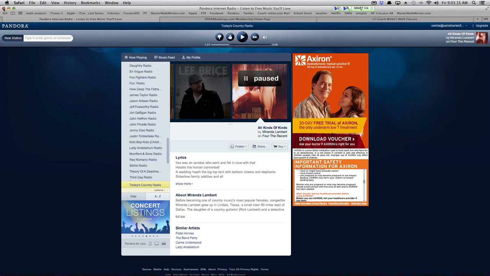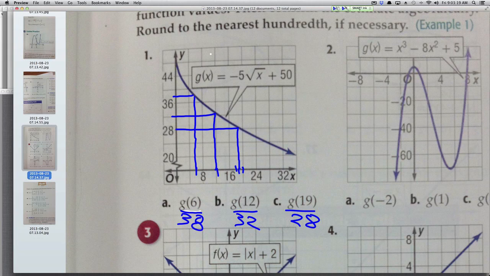So those were the answers? Those are my answers. Oh, so you didn't have to do anything with that equation? No. If you plug these values into the equation, you should get something close to this. So if I take 6 and plug it in here, I really can't get the square root of 6 exactly. But if I use my calculator and take the square root of 6 times -5 plus 50, it should give me something close to 38. We're just using the graph to get an approximation.